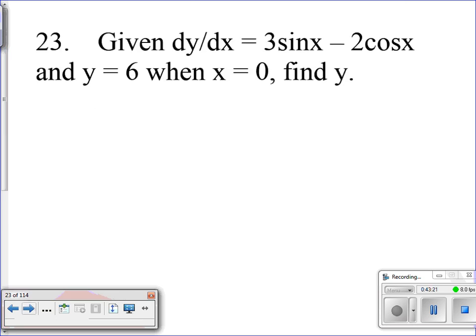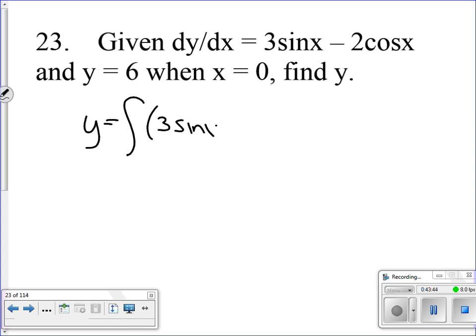Okay, 23. We're given the first derivative. We're given 1 point on the graph of the function, and we want the function. So this time we only have to go up 1 step. To get the function, we're going to take the antiderivative of the first derivative, so of 3 sine x minus 2 cosine x.